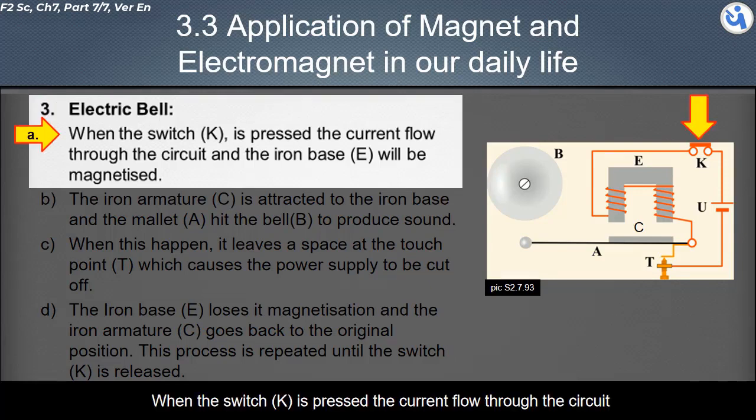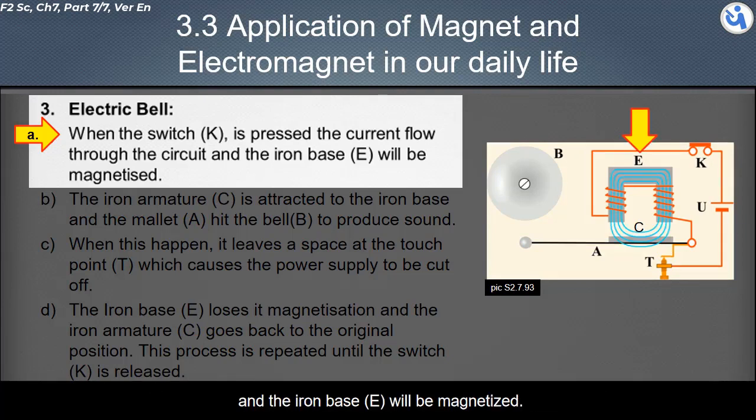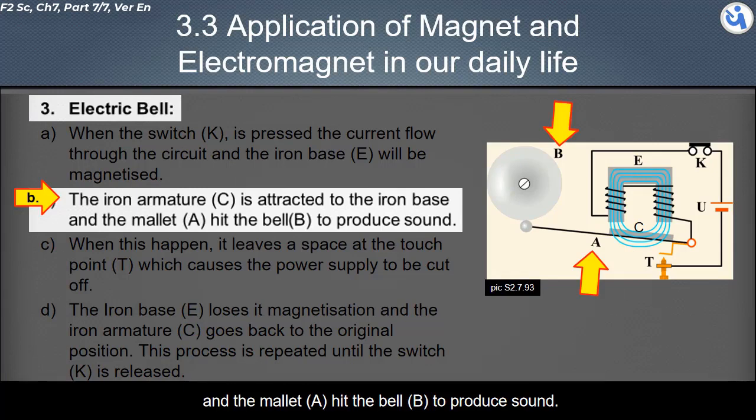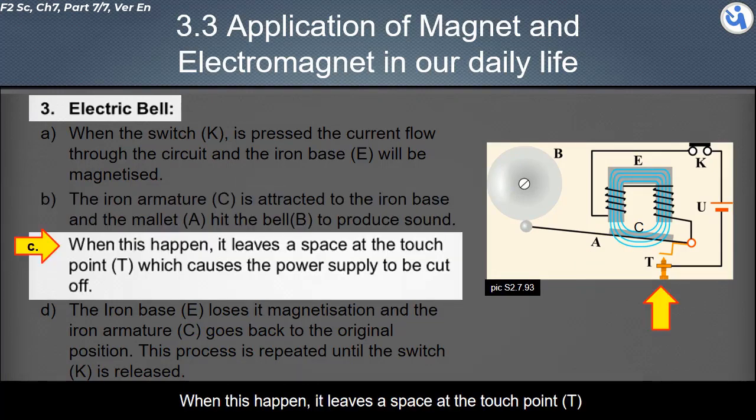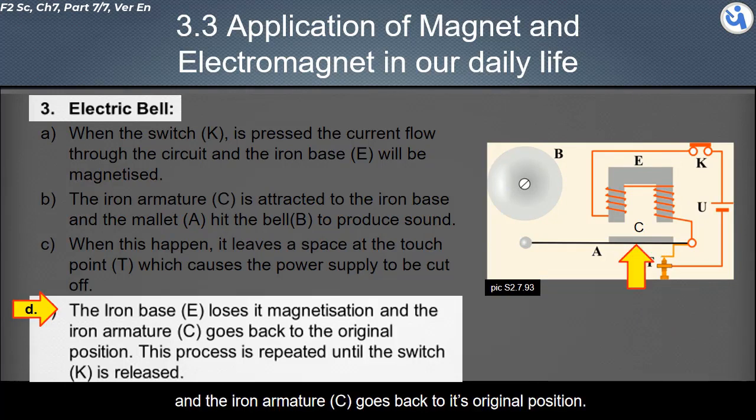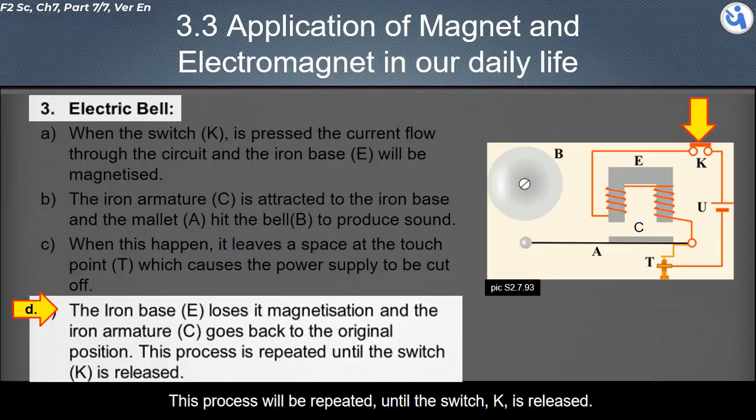When the switch K is pressed, the current flows through the circuit, and the iron base E will be magnetized. The iron armature C is attracted to the iron base E, and the mallet A hits the bell B to produce sound. When this happens, it leaves a space at the touch point T, which causes the power supply to be cut off. The iron base E loses its magnetization, and the iron armature C goes back to its original position. This process will be repeated until the switch K is released.